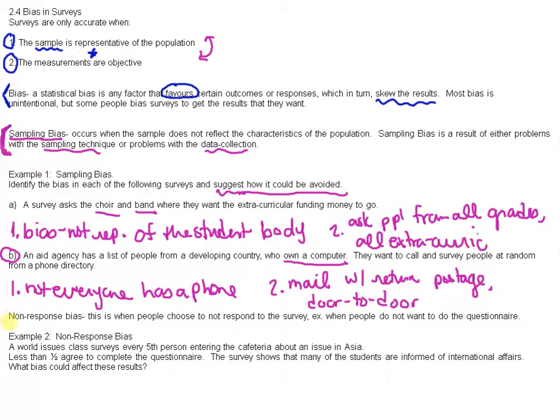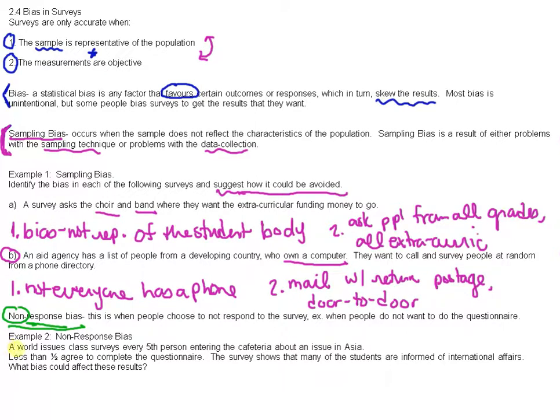Now, non-response bias. When I think of this, I think of these two words: non, so no, response. These are people that don't respond. For example, you receive a questionnaire and you crumple it up and throw it in the garbage. That's non-response.